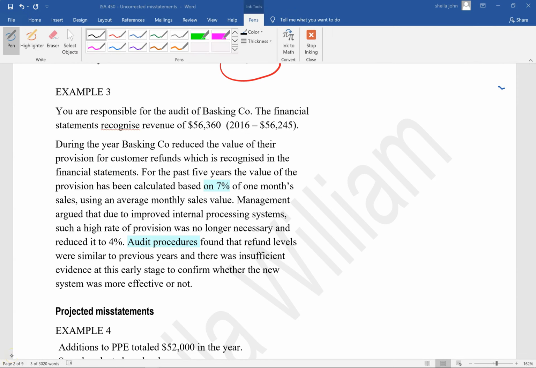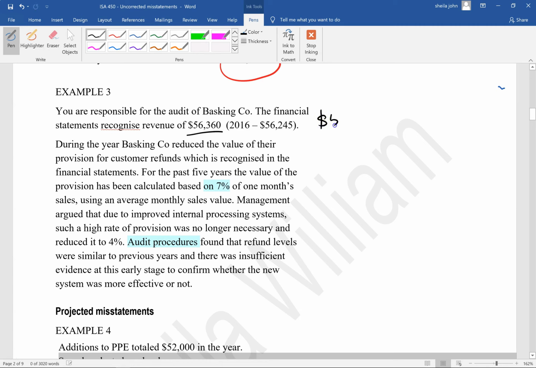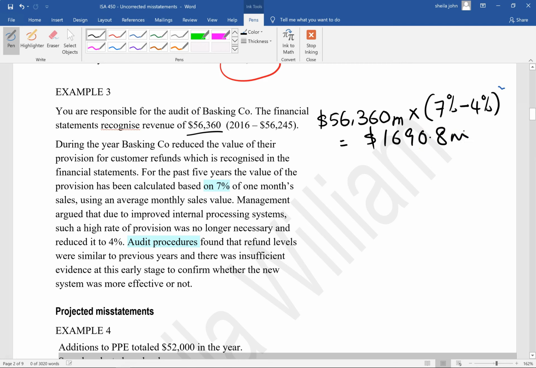So increased by how much? So we're going to do a calculation here. It would be the current sales figure of this multiplied by 7% minus 4%. And that would be equal to 1690.8 million. So then in the summary of uncorrected misstatements, we're going to put it down as a misstatement.